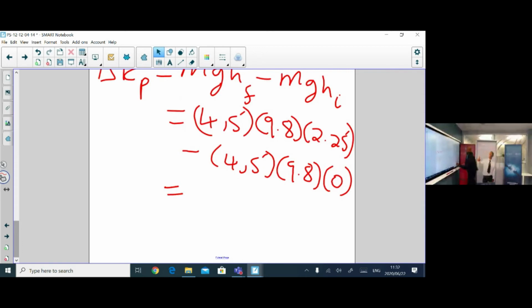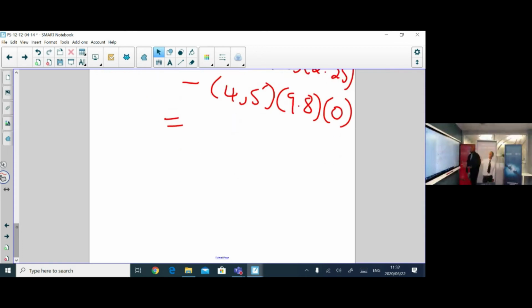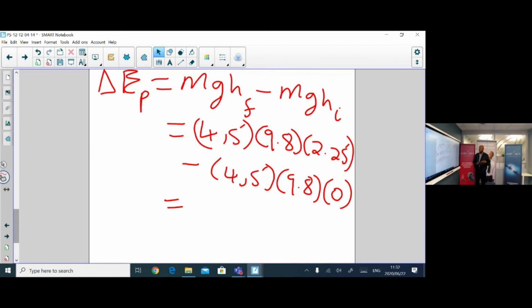Which is equals to, let me extend the page. I need you to use your calculator. Let us use the calculator. And then we have 4.5 multiplied by 9.8 multiplied by 2.25. That is 99.225. Okay. The other one, we can just calculate it, because anything that is going to be multiplied by 0 is 0.